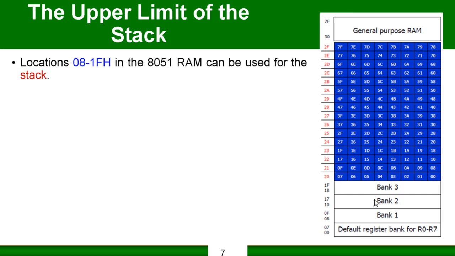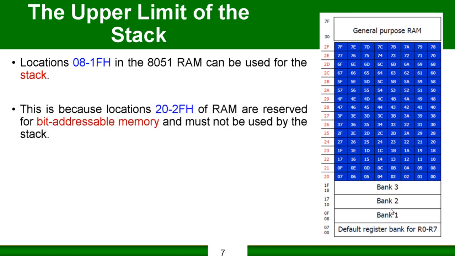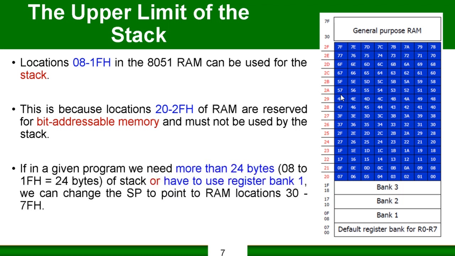Another important concept is the upper limit of the stack. From 08 to 1F, which is the area of bank 1, bank 2 and bank 3, is normally used for stack operation. Basically 20 to 2F, the next 16 bytes, are reserved for the bit addressable map and must not be used by the stack. So if in a given program we need more than 24 bytes, more than these 3 banks, for stack purposes, we will have to move the location of the stack.